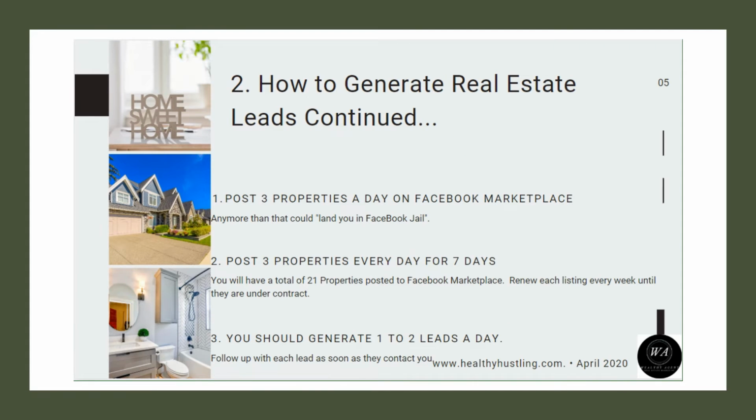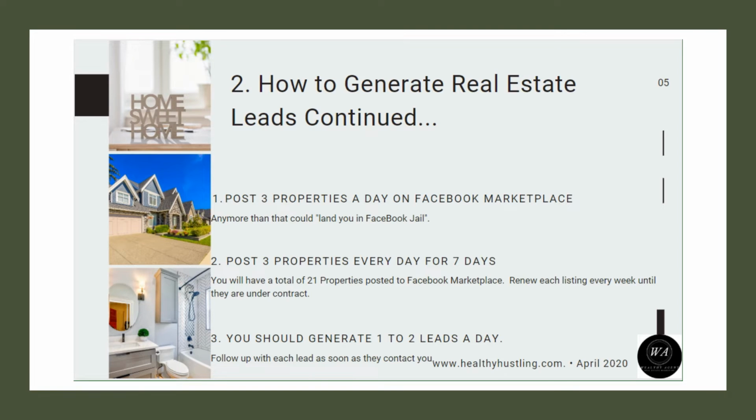So then the next thing you would do, once you've found your properties, is post 3 property listings a day on Facebook Marketplace. You don't want to go any further than 3 because that might put you in Facebook jail. So you would post 3 properties every day for 7 days. So you would have a total of 21 properties that you have listed on Facebook Marketplace.